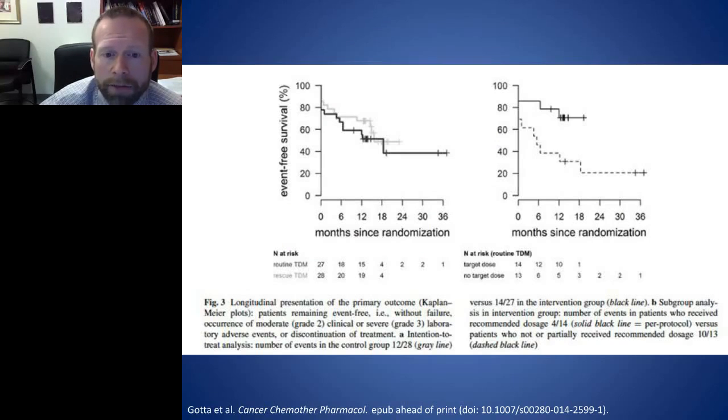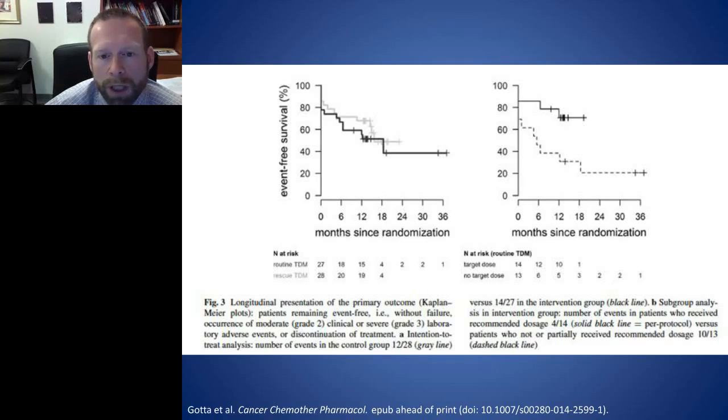And in evaluating the data, what they found was not a lot of value. If you look at just the routine TDM versus the rescue TDM, you don't see any significant differences. It doesn't seem to demonstrate the value, which puzzled the investigators, and they went in to do a little additional digging.